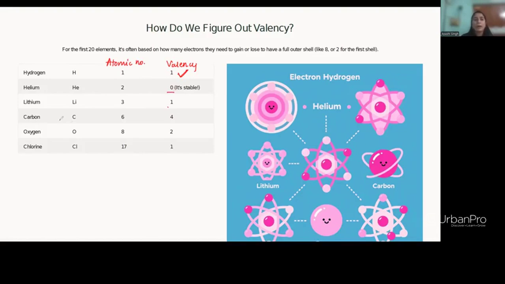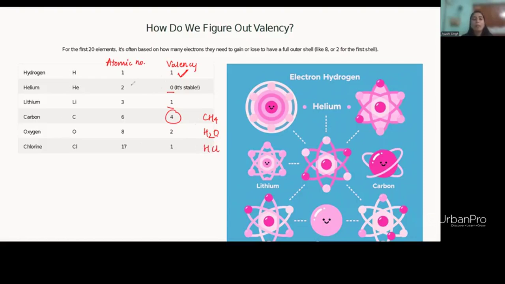Lithium has 1. Carbon can make bonds, CH4. That's why the CH4 compound is formed. Oxygen has 2. So H2O. So 2 hydrogen is added to oxygen like that. Chlorine has 1. That's why HCl. So these are a few examples.